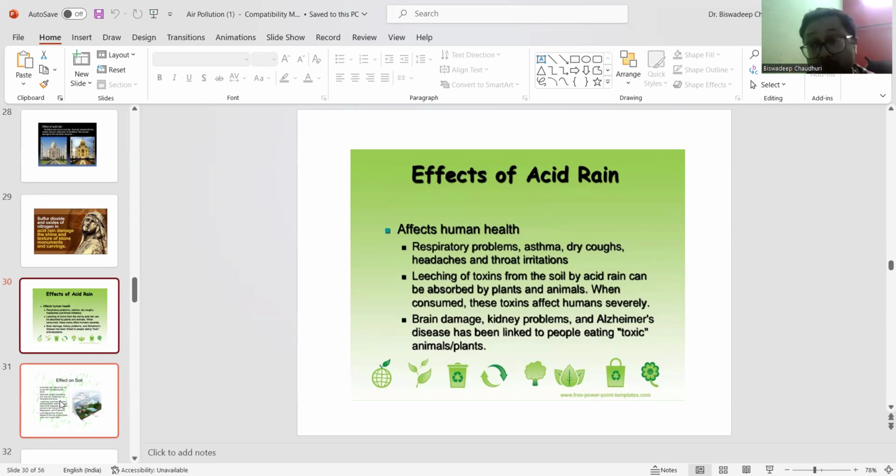Brain damage, kidney damage, this can also happen if we continuously consume acid rain infected water, which is very common in the countryside, where people still use normal well water for regular drinking and domestic purposes. We should be very careful about that.